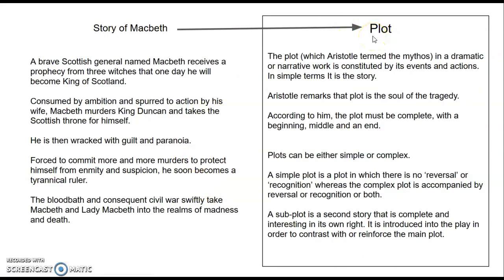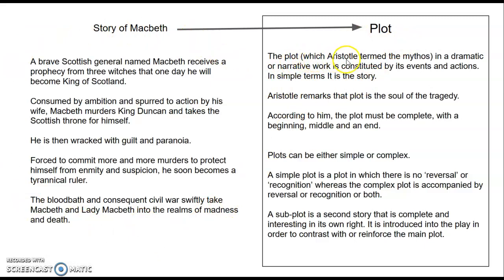Plot. If someone asks you what is the story of Macbeth, your answer may be very simple. Macbeth is a brave Scottish general who receives a prophecy from 3 witches that one day he will become king of Scotland. He is consumed by excessive ambition and his wife makes him kill King Duncan. He is then racked with guilt and paranoia. He is forced to commit more and more murders to protect himself from enmity and suspicion and becomes a tyrannical ruler. The bloodbath and consequent civil war swiftly take Macbeth and Lady Macbeth into the realms of madness and death. This story constitutes the plot of Macbeth.